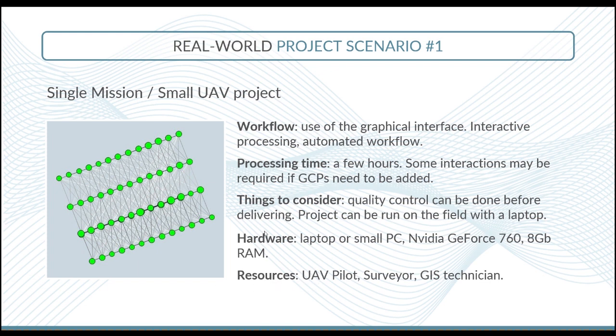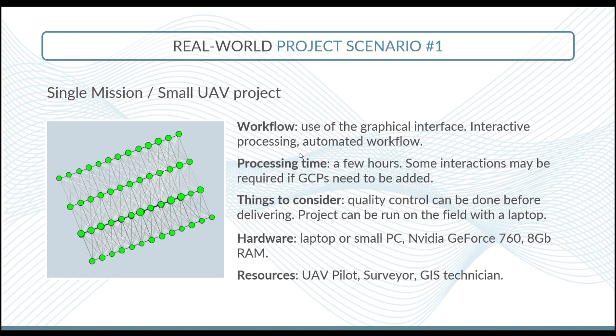So let's start with a very easy single mission small UAV project. Let's say you have about 50 images, a continuous block with parallel flight lines. This is a very easy project that you can run in the graphical interface of Correlator3D. You can either use interactive processing or run this with the automated workflow. Because it's very fast, usually this will be run inside 1 hour or just a few hours.